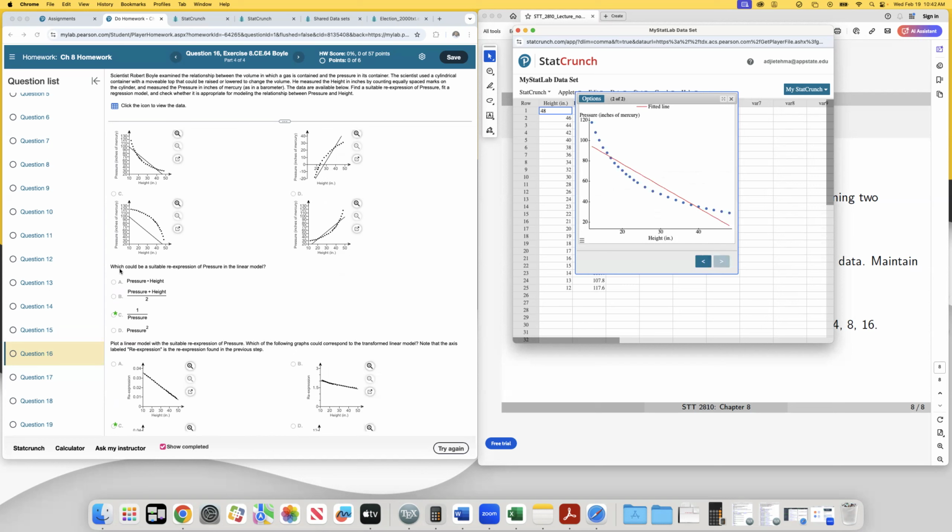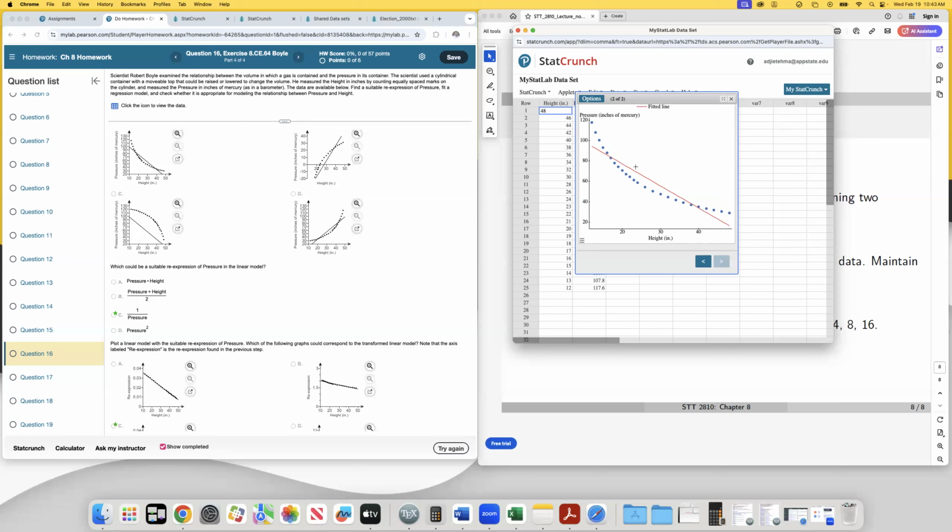So it says which could be a suitable re-expression. Remember last time in chapter 7, we looked at how to transform, especially when you face situations like this. How do we transform this y variable to make it linear? And I remember I produced a table of what to do. When you look at this curve here, we didn't talk about any of these two. We talked about C and then D.